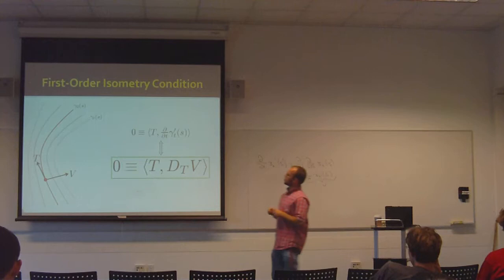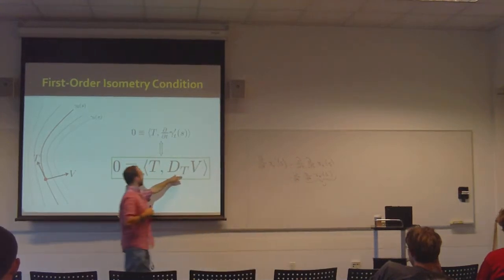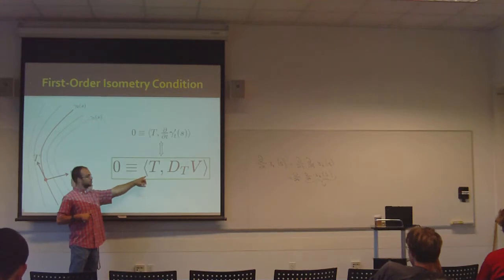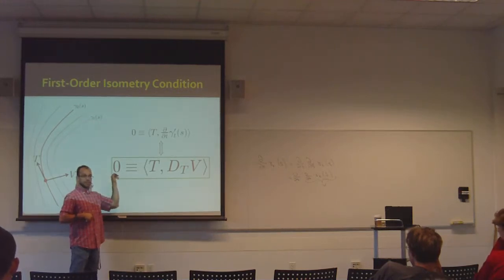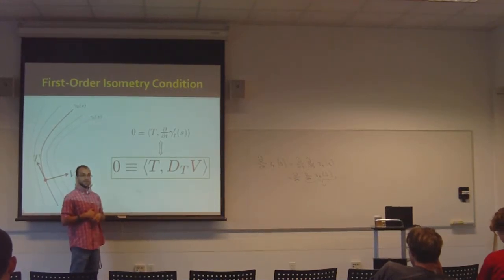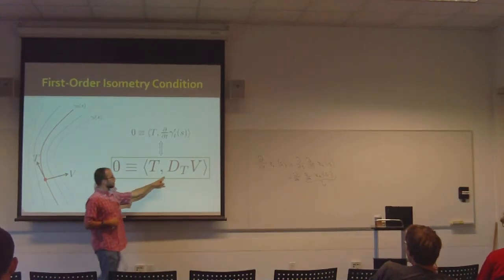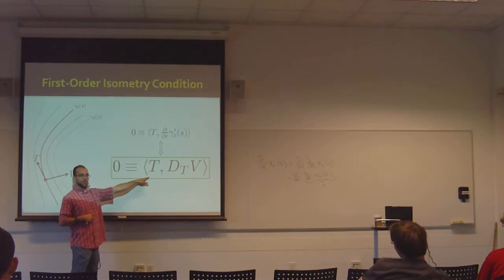And what does this statement say here? It says if you take that derivative and you inner product that with the tangent of the curve itself, you've got to get 0 out if my curve deforms isometrically. In other words, the velocity of an isometric deformation of a curve has got to be orthogonal to the tangent of the curve.